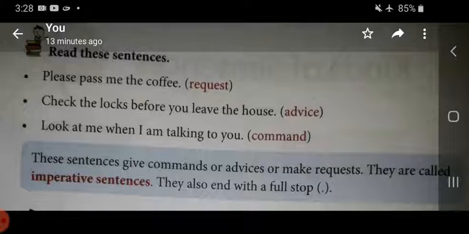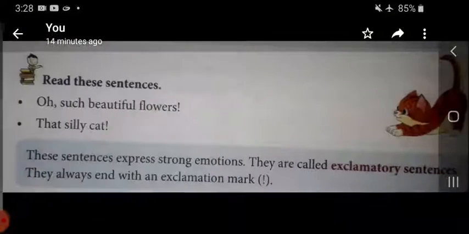Advice: Check the locks before you leave the house. Close the lights before you leave the house. Command: Look at me when I'm talking to you. It's a command. Go out of the house is a command. Come and sit. It's a command. So here these sentences are request, advice or command.